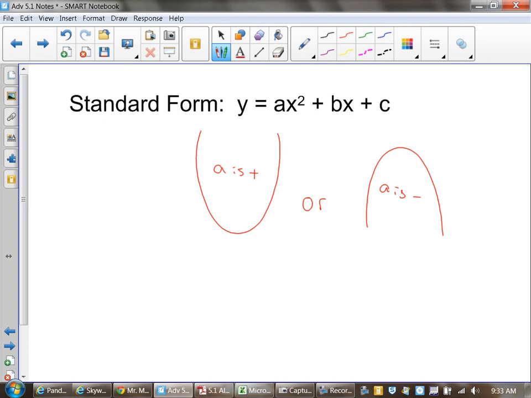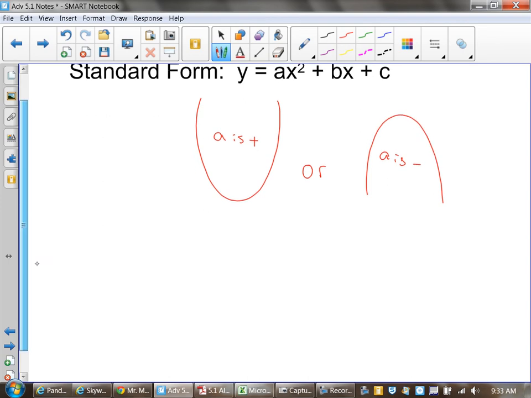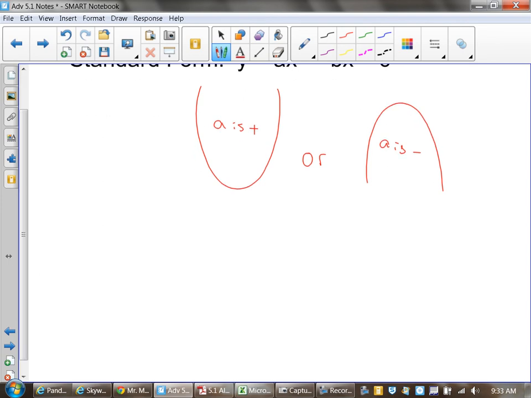Now, what we do to graph these things is that we always want to first figure out what your axis of symmetry is. And this is a very easy formula to do. Your axis of symmetry, like I said, is always going to be a vertical line. What does every vertical line start with? X equals, good.